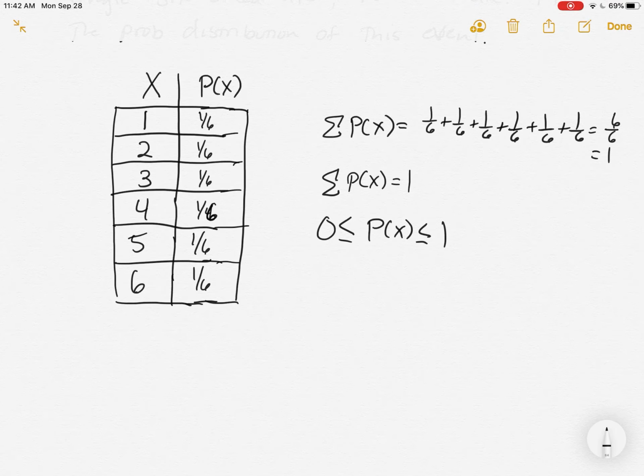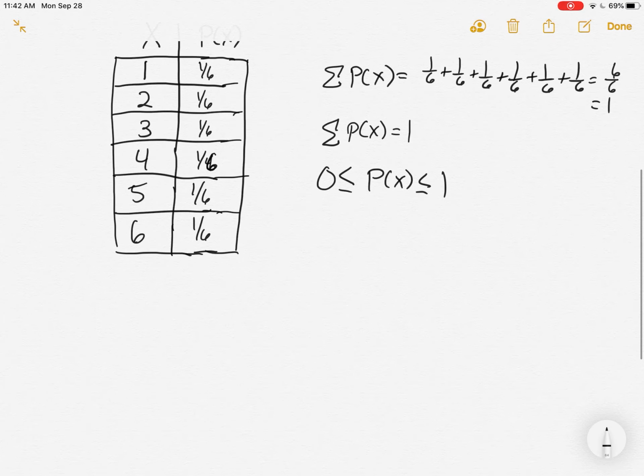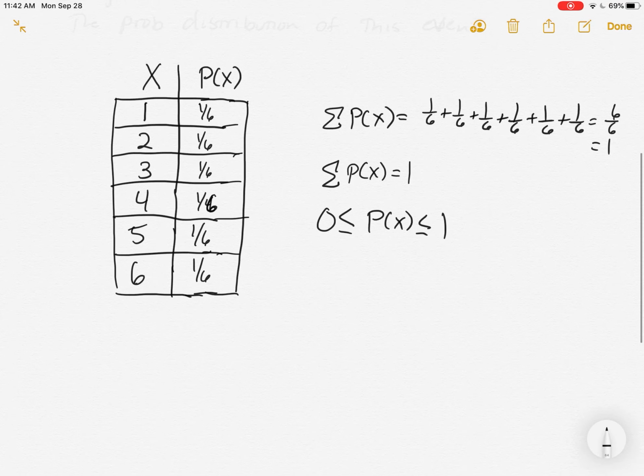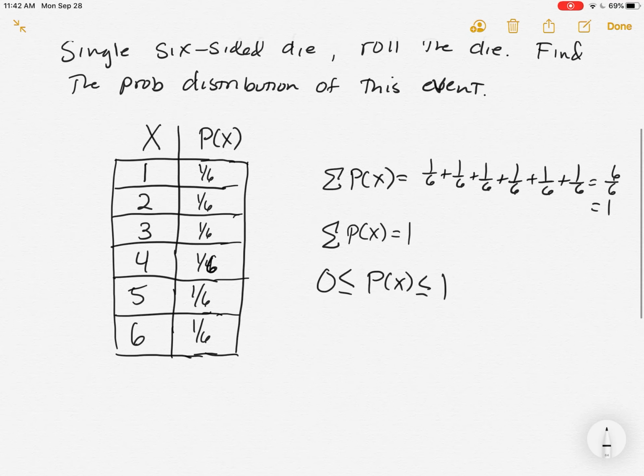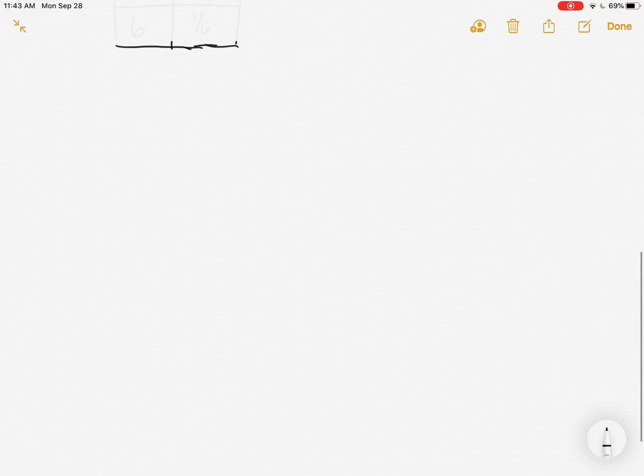I don't want you to think that these probabilities are always the same. It just happened to be the same because the probability of getting 1, 2, 3, 4, 5, or 6 on a single roll of a die is the same. What if I did something like the number of girls?